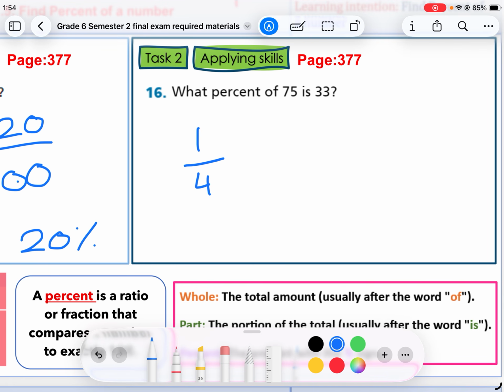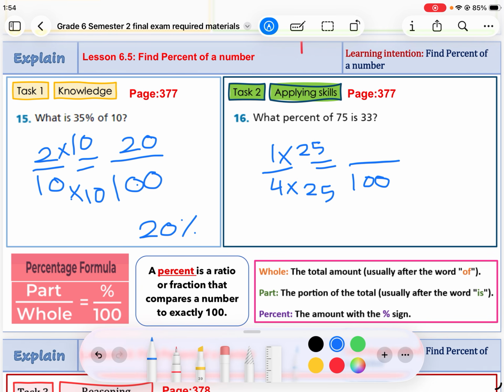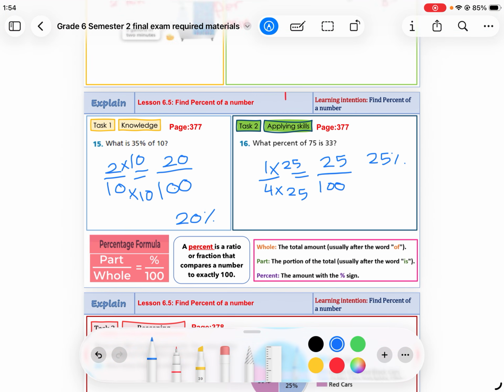1/4. How many percent is that? So think what number if you multiply with will give you 100. So we all know that 4 times 25 is 100, and 1 times 25. So that means our percent will be 25%. Why? Because 4 times 25 equals 100. Okay? And the same goes for the other numbers as well.